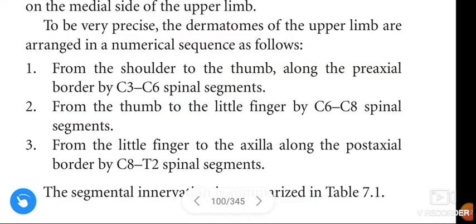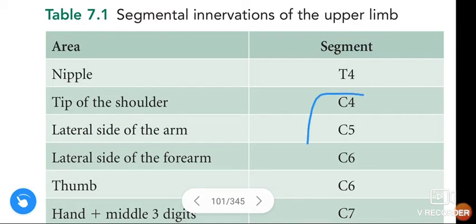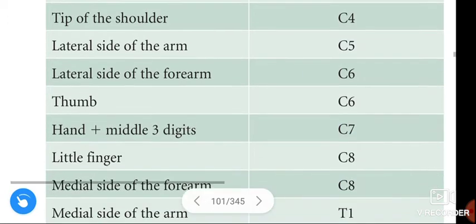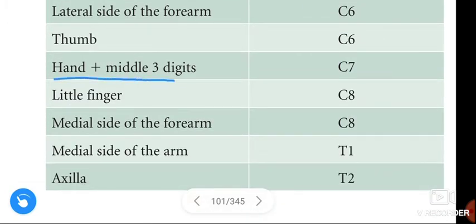See this point once again. From the shoulder to the thumb along the preaxial border by C3 to C6 spinal segments. See here, C4 to C6. Okay guys, C3 is given there, but here C4 to C6 is given. Next, hand, the middle three digits C7, little finger C8, medial side of the forearm C8.